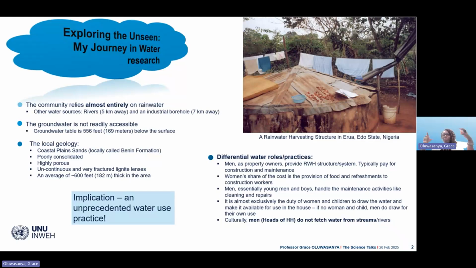So that's a bit of background, and you can see in the picture what the rainwater harvesting structure looks like. They will tell you it is a well, but it's not the hand-dug well as we know it. It's just a rainwater harvesting structure.